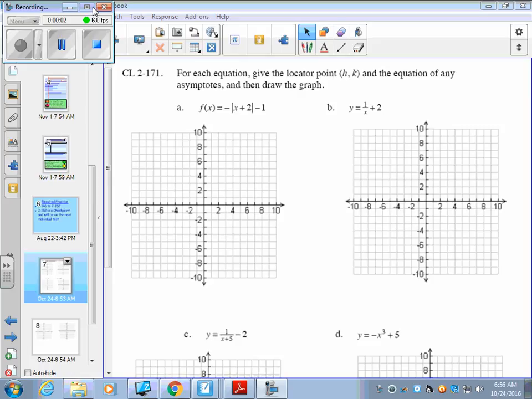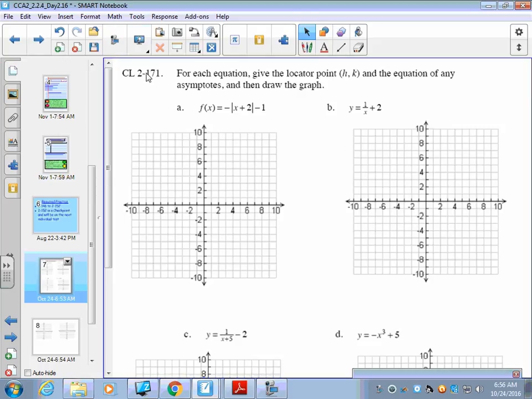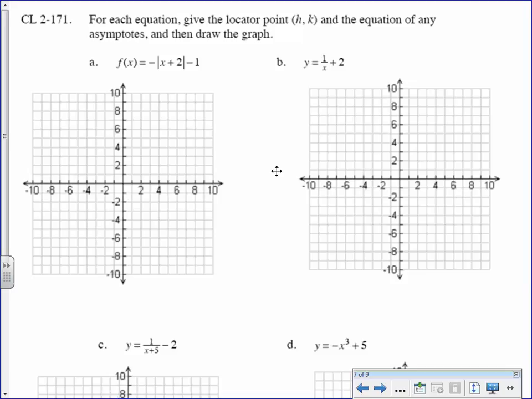Okay, so we're going to do closure problem 2-171. For each equation, give the locator point (h, k) and the equation of any asymptotes, and then draw the graph. So in this first equation, f of x equals negative absolute value of x plus 2 minus 1.